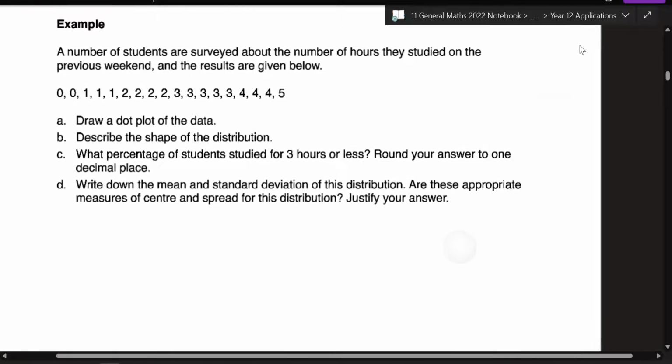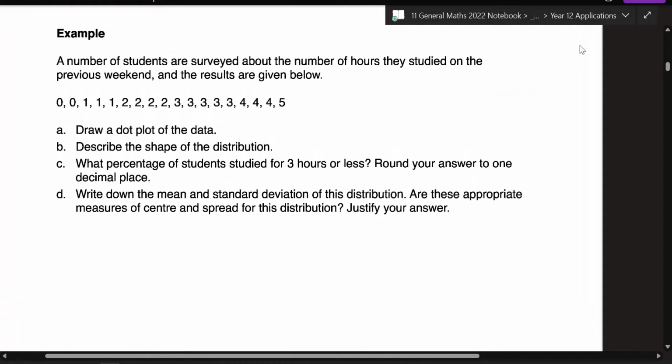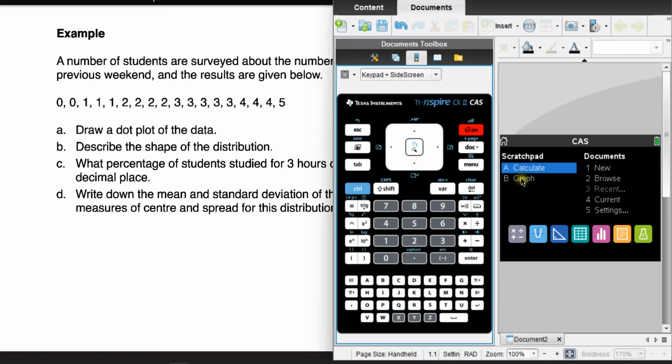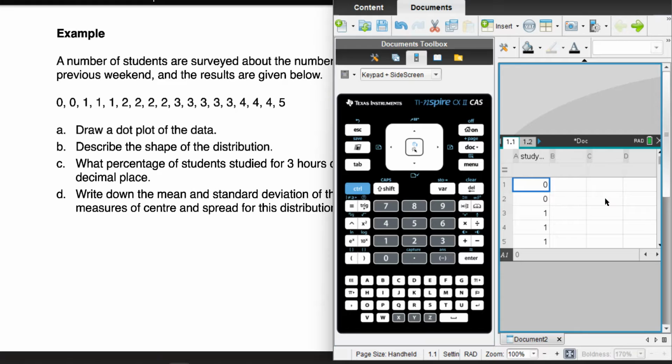Now I'm going to quickly do this with you guys on my calculator so you know what you need to do. For the ones that weren't here, all of this was just a refresher on how to put this data in your calculator. So to do that, obviously you're going to go new and then documents. But you need to open up one of these, the Excel spreadsheet.